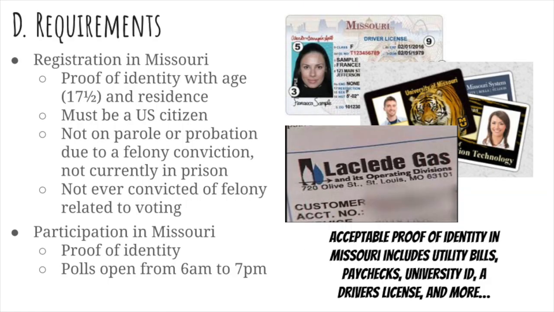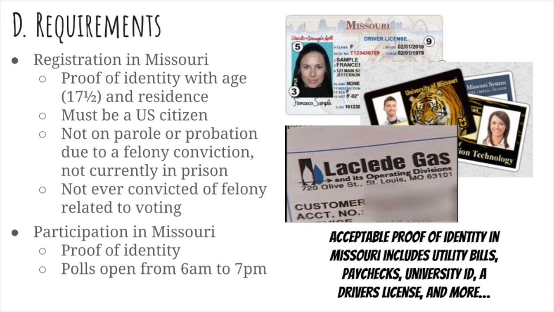So scholars, now I need to make sure you are armed with all the information that you need in order to be able to exercise your right to vote. So in Missouri, in order to register, you have to be 17 and a half years old and 18 by the time of the actual election. So you can register when you're 17 and a half. You have to have proof of identity. Must be a U.S. citizen. That's true of every state in the union.